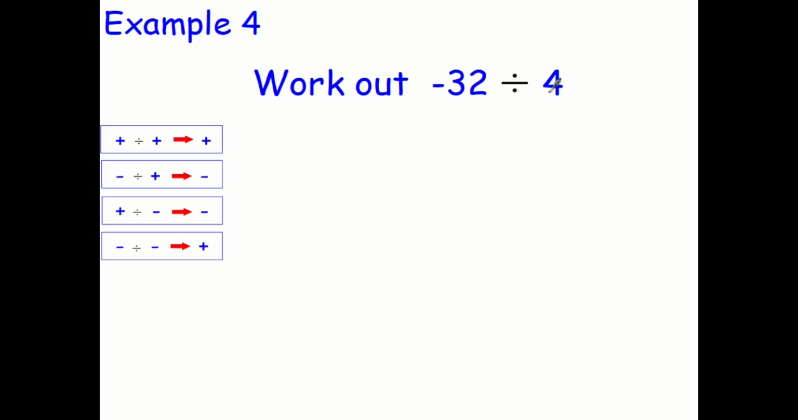Example 4. Work out minus 32 divided by 4. Well, remember, if this hasn't got a sign in front of it, it just means it is positive. So I'm dividing a negative by a positive. If I'm dividing a negative by a positive, that's this one here. So my answer is going to be negative. So let me just do the maths. It's just 32 divided by 4, which is 8. But my rule tells me that the answer is negative, so it is negative 8 or minus 8.